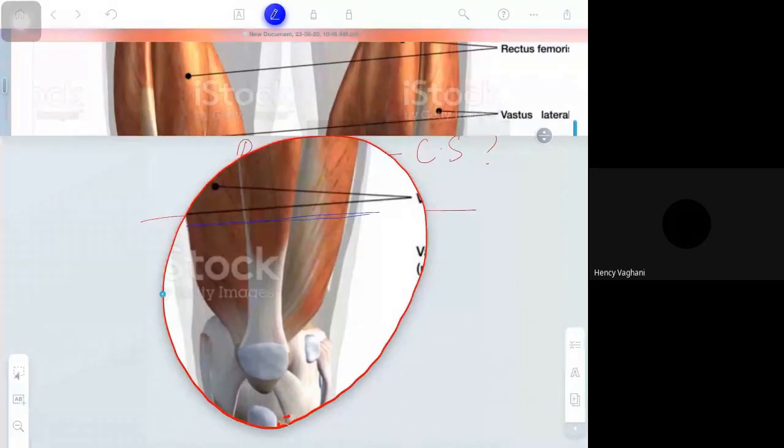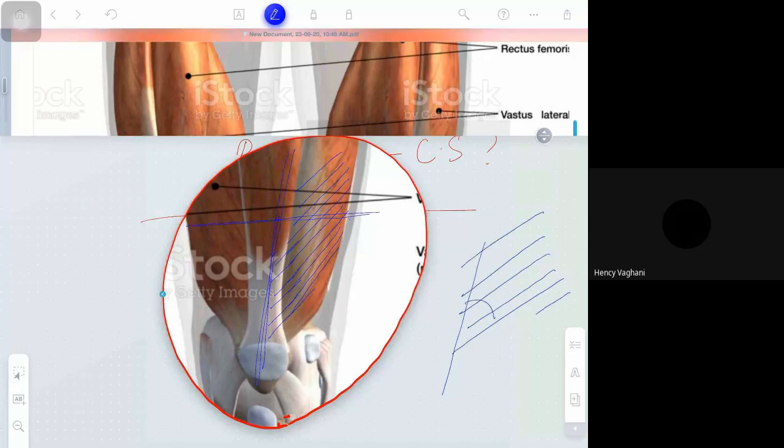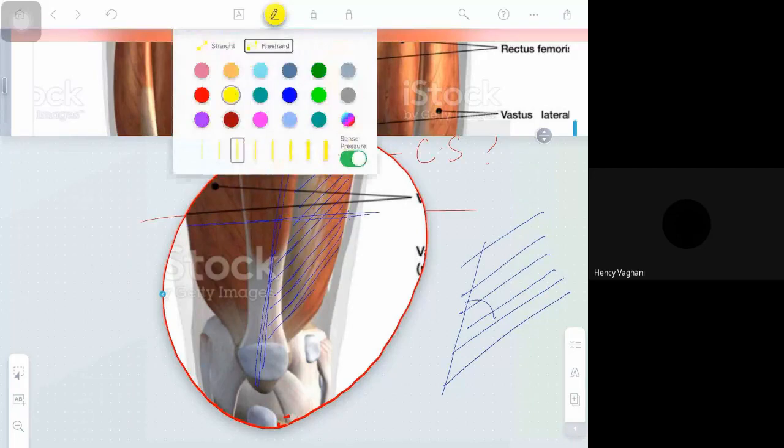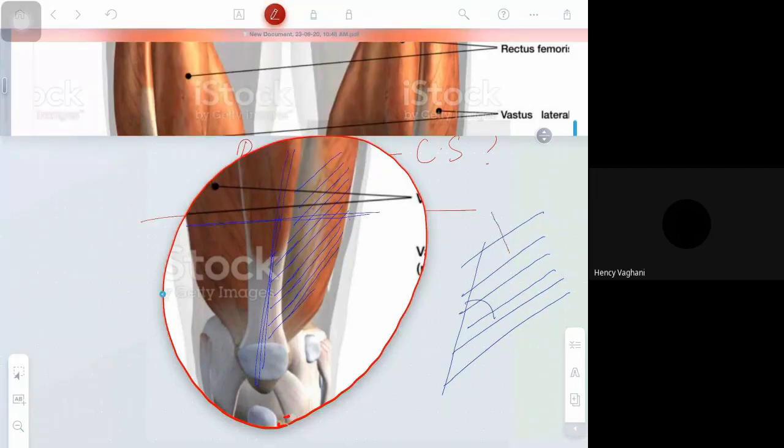You know, this is the fiber. The muscle fibers are running in this direction to the tendon. This is the tendon, and the muscle fibers are running in this direction. That is why it is called pinnate muscle. It makes an angle. This is the tendon and this is the muscle fiber. It makes an angle. Clear? So if the muscle fiber is running in this direction, you have to make the section of the muscle perpendicular to the muscle fiber.